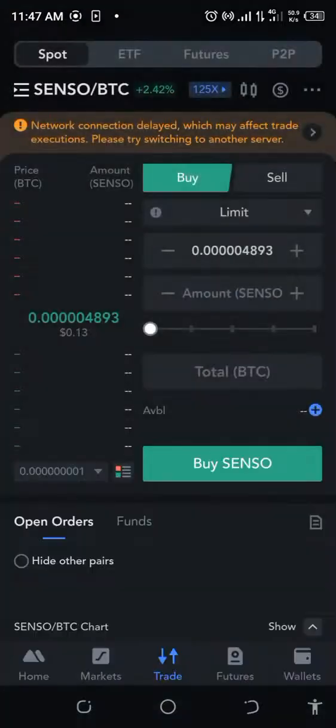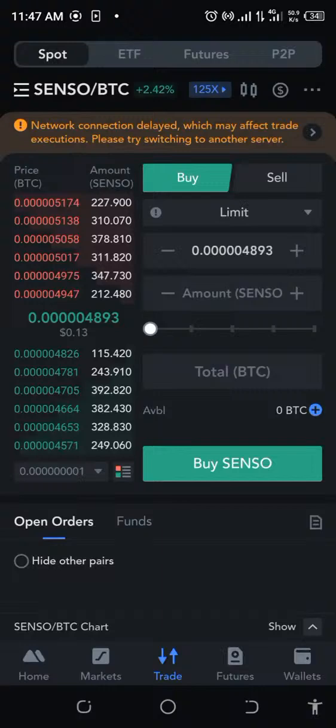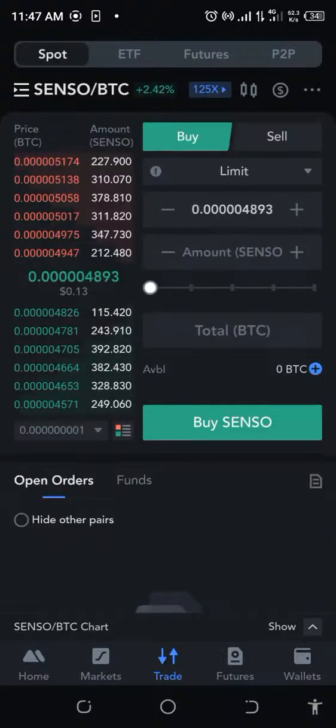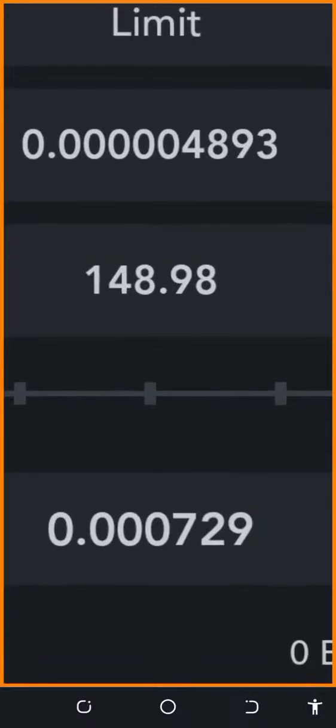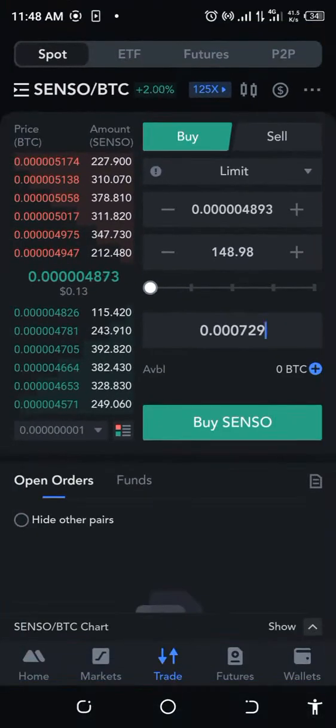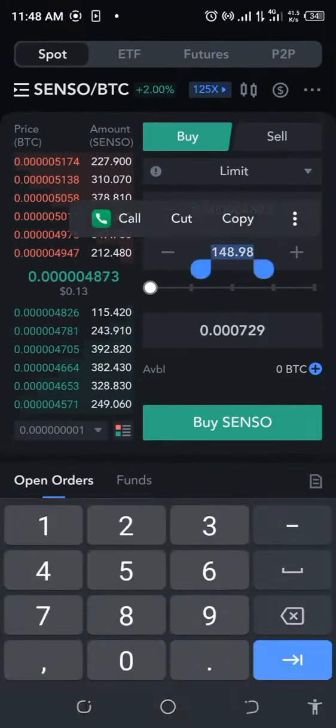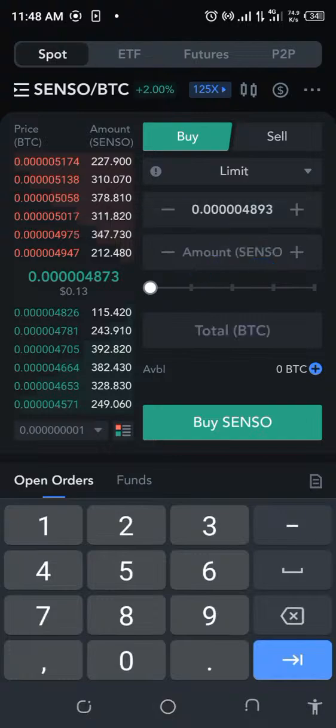Senso BTC. Okay. And we're going to buy that. Let's buy the BTC. Oh, you can see it's not even making sense. Can you see this? 148. No, no. But let's just finish up the process, okay?